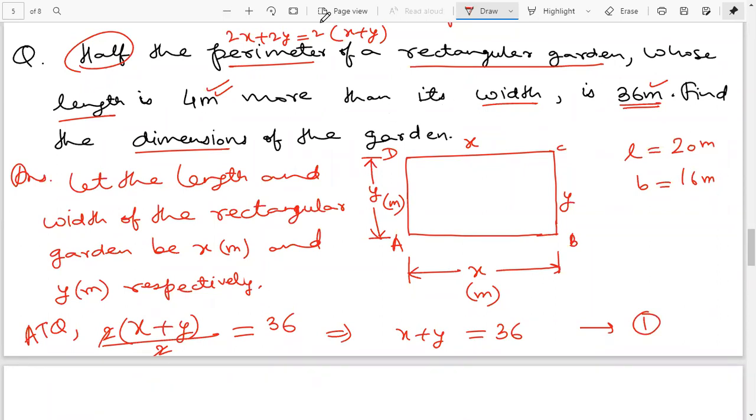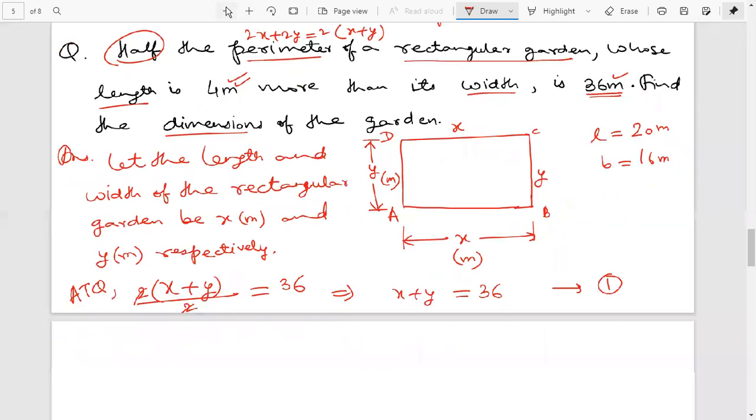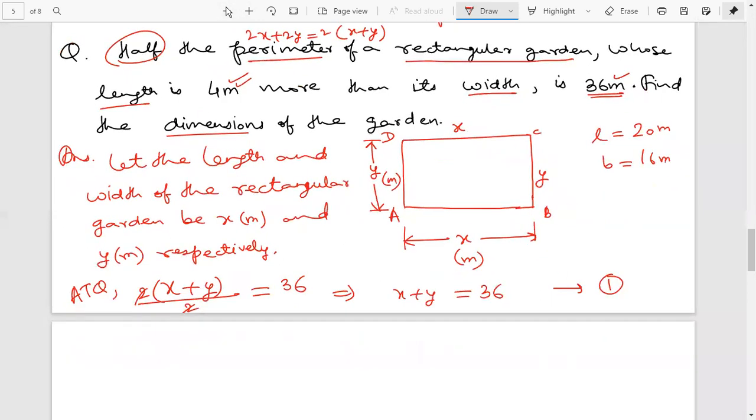That is the first one. Now we want the second equation, because x and y are two unknowns and we have to find x and y, so we need two equations. The second equation we'll get from here: the length is 4 meter more than the width. They are talking about length, which means x, and width, y. So we'll write length x and width y, and put an equal sign. Now which is more? Length is 4 meter more.